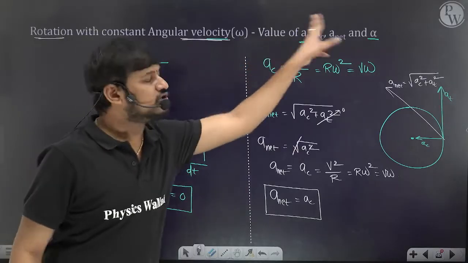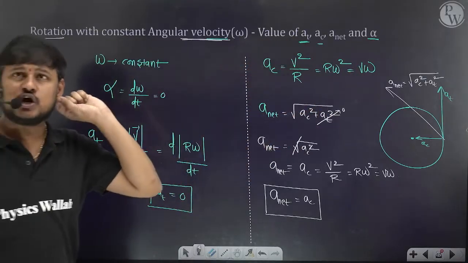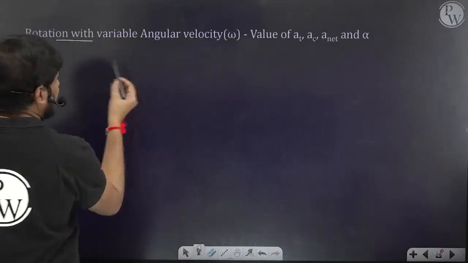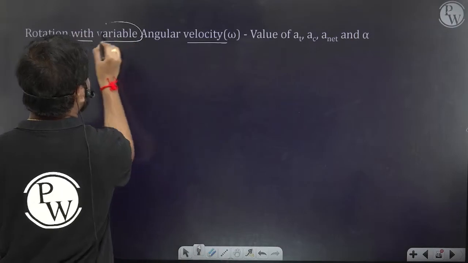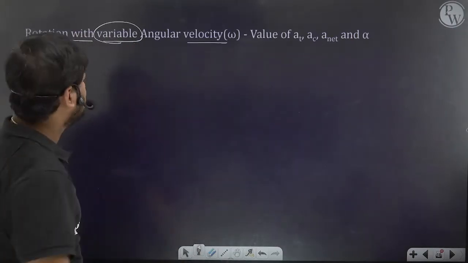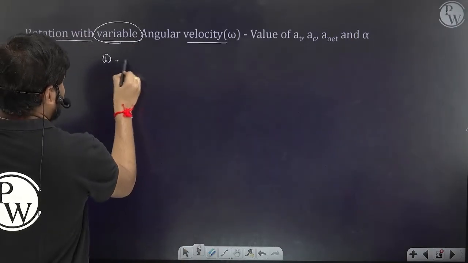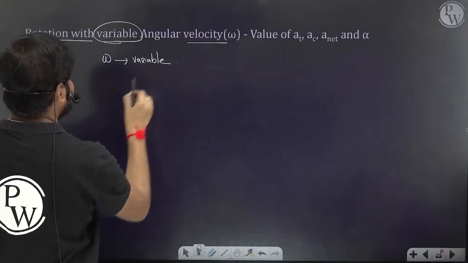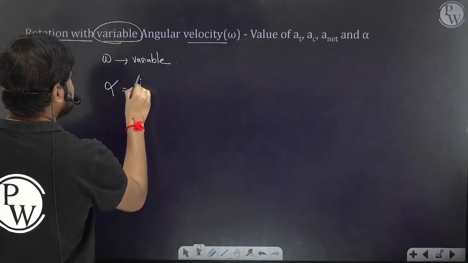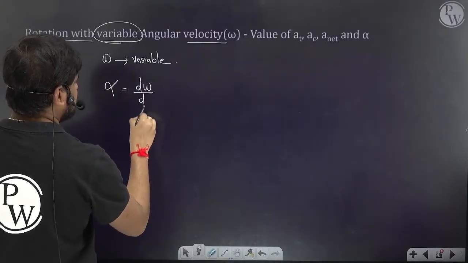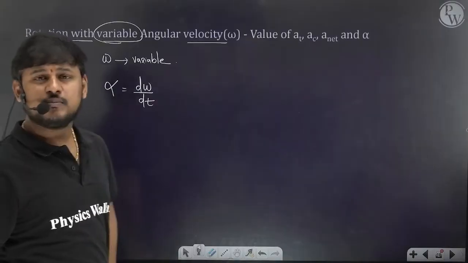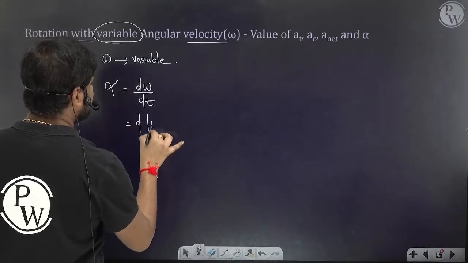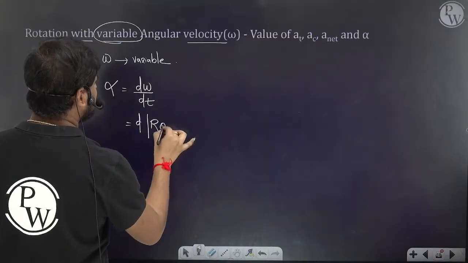So that is what we derived for all these terms. Now what if omega is not constant? Rotation with variable angular velocity. Then omega is a variable, so alpha is equal to d omega by dt. What is omega? In place of omega you can write r theta.